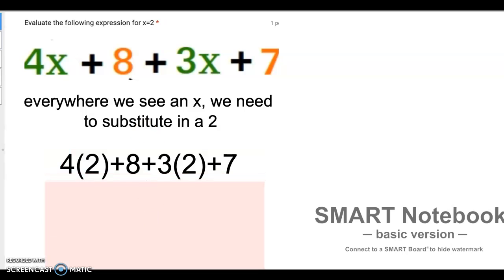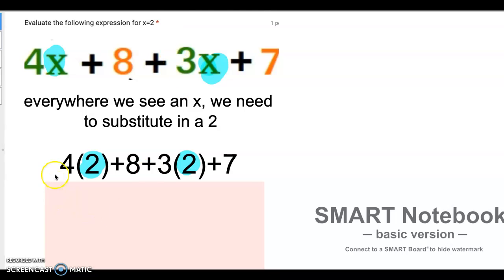So this is going to turn into 4 times 2, because see, we took this x, we replaced it with a 2, plus 8, plus 3 times 2, because this x here we need to replace with a 2, plus 7. So we took our expression, we're evaluating it for x equals 2. So everywhere we see an x, we substitute in a 2.